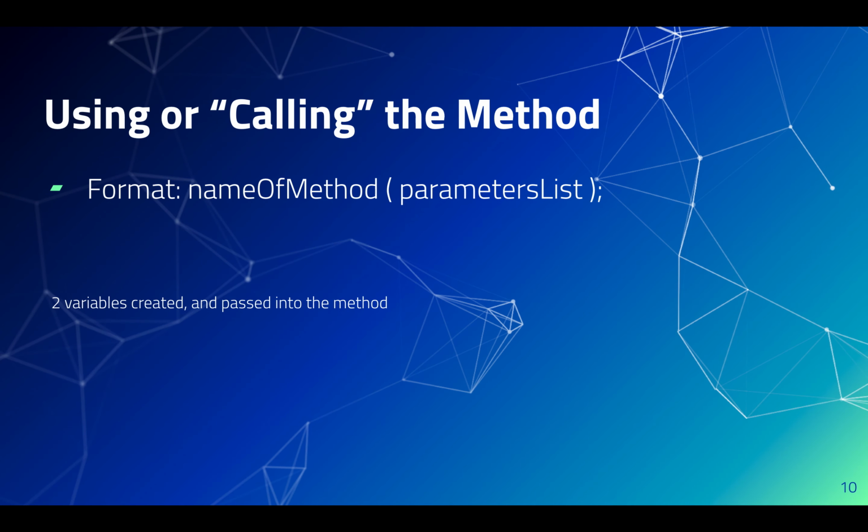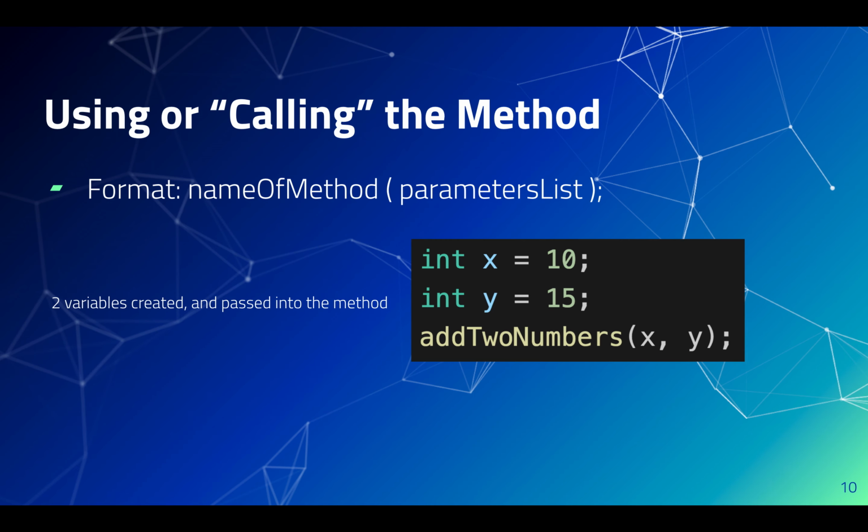So now that we've created our method, we have to use it, or in programming terms, we have to call the method. First, we need to write the name of the method. Then, in parentheses, we give all the information needed for the method, which are the parameters. Not all methods need parameters, in which case you would just have empty parentheses. Finally, you put your semicolon, and now you've called your method.